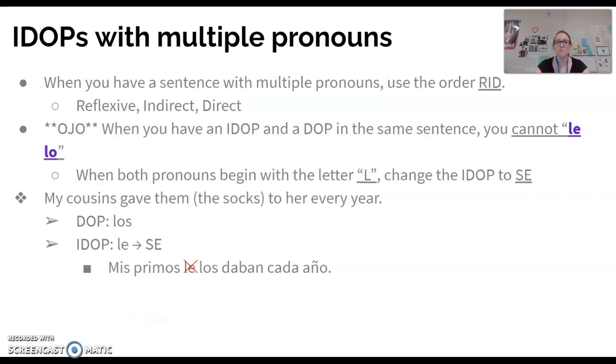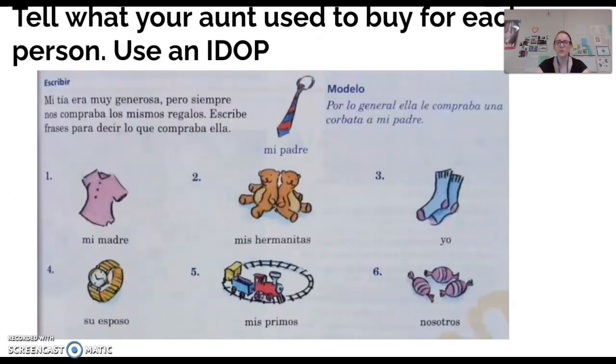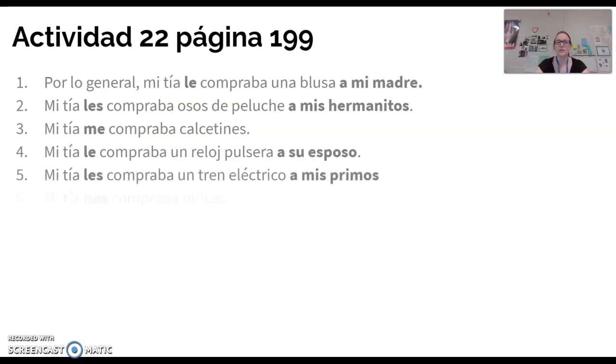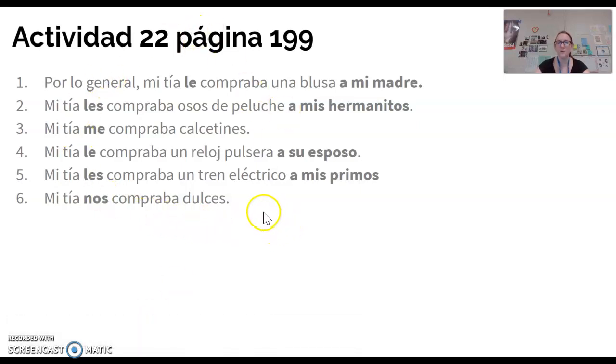Okay, so let's go back to this activity and let's rewrite it. Let's rewrite these sentences using 2 pronouns. So now instead of saying, in general, my aunt would give a blouse to my mom, say she would give it to her. Okay. So I'll leave this up here for a minute, hit pause, and then when you're done, go back and hit play. So again, we're going to replace the "le" and the "les" with "se," and then we're going to put a direct object pronoun in between your IDOP and your verb.